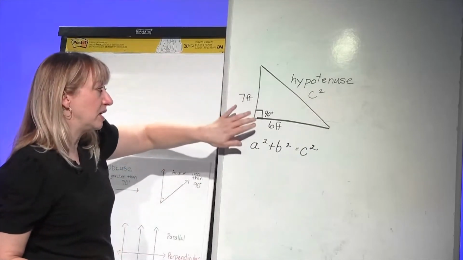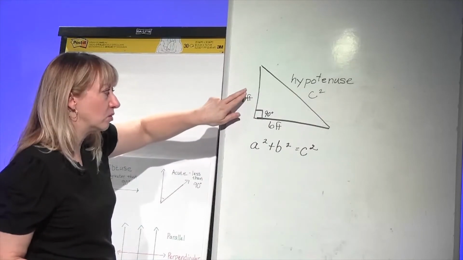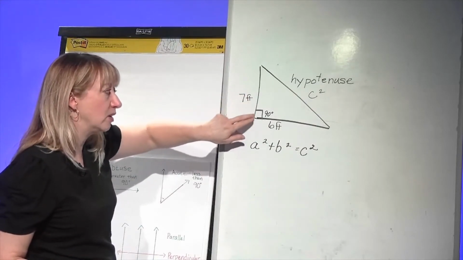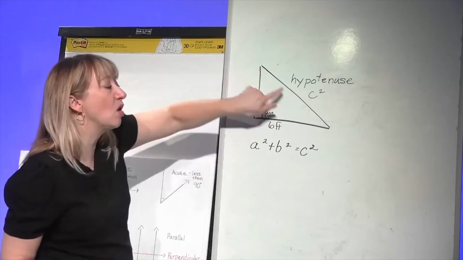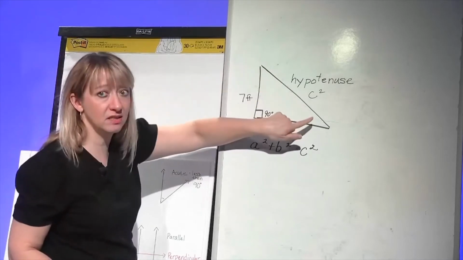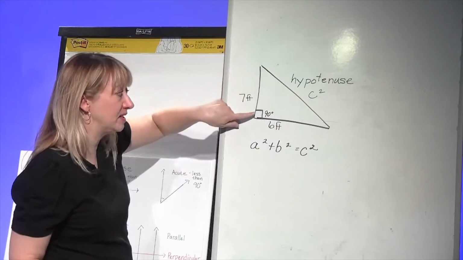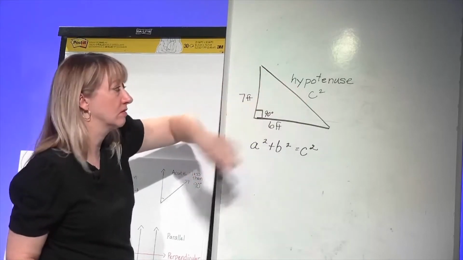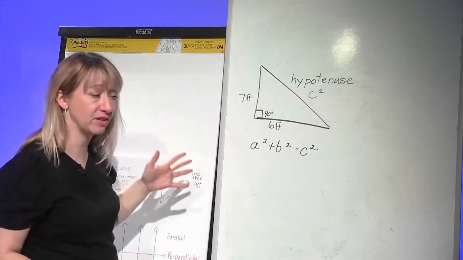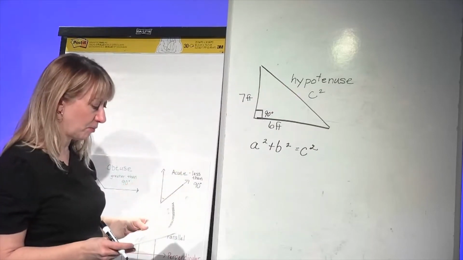These two are your a and b. It honestly doesn't really matter which one is a or which one is b, as long as you pick one and stick with it. But this will always be c, because the hypotenuse is the side opposite the right angle. So this is always your c squared. And that matters when you're filling in these numbers.